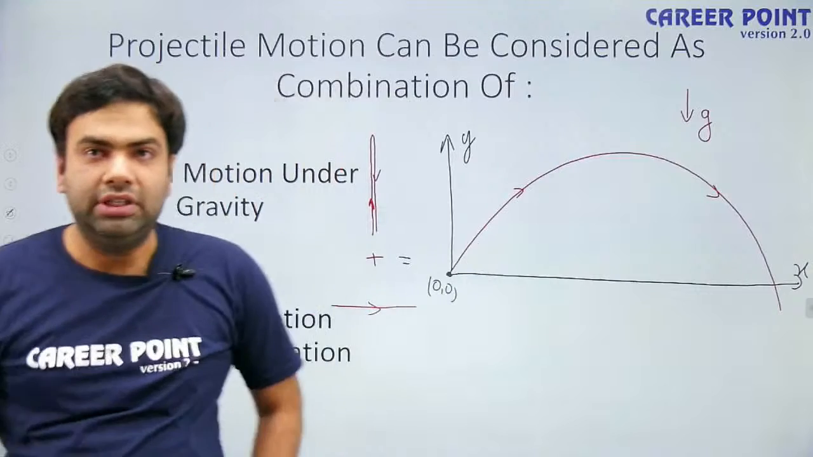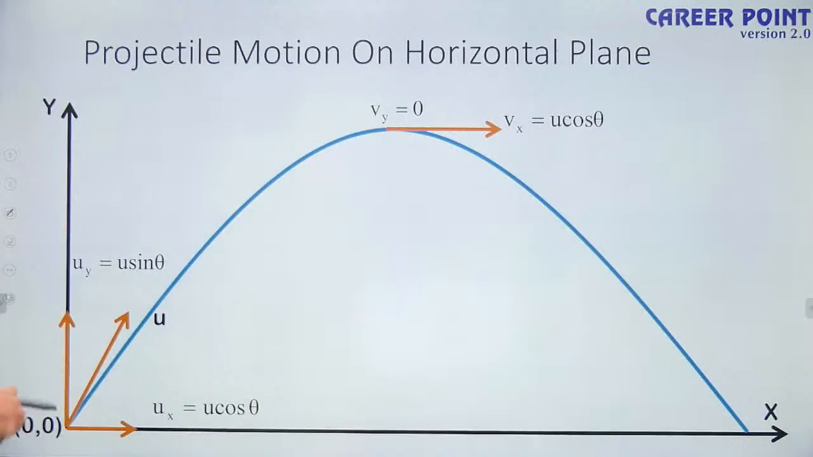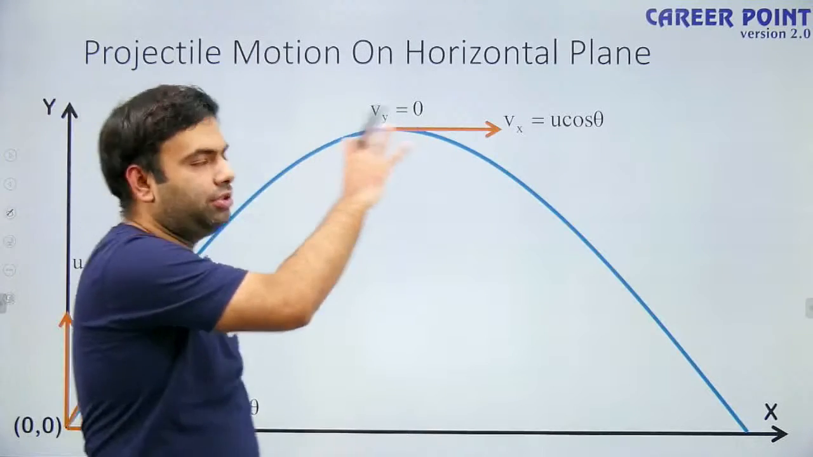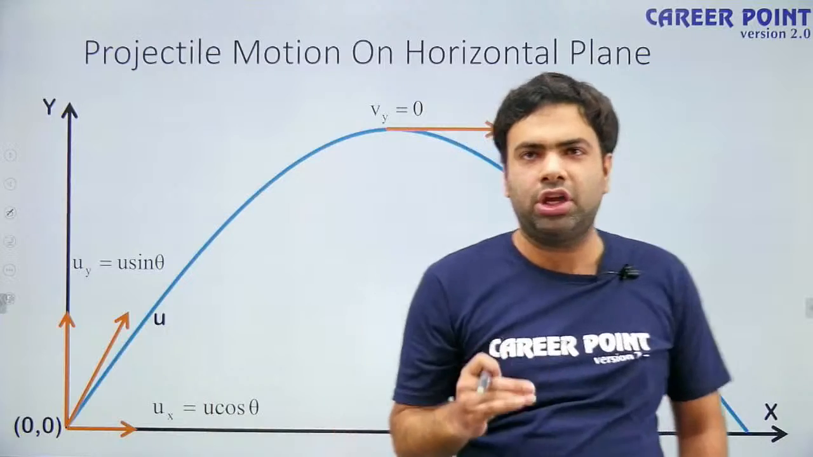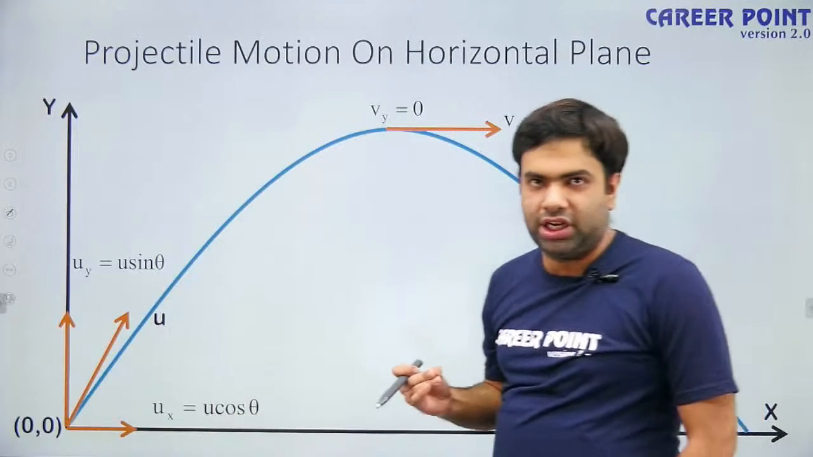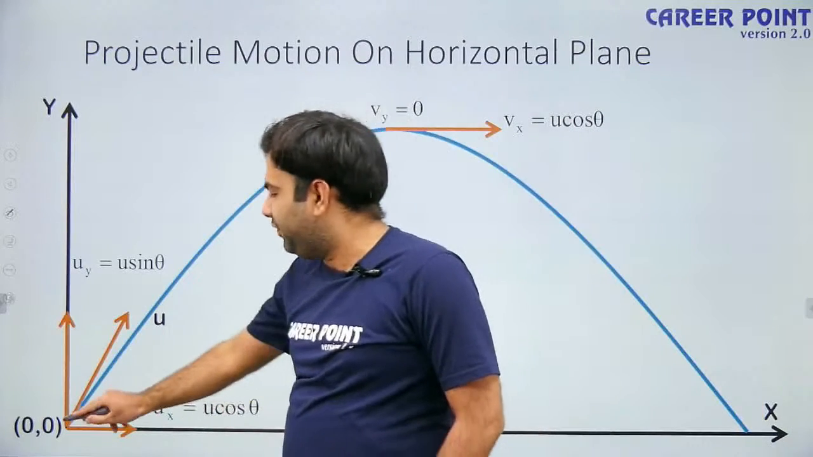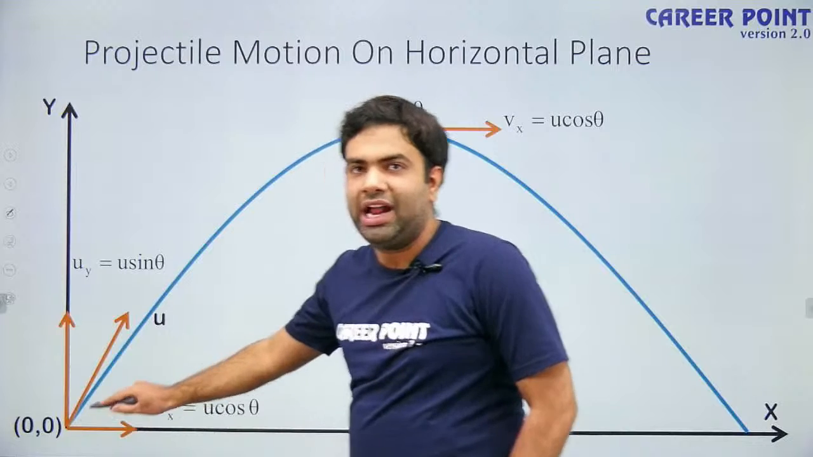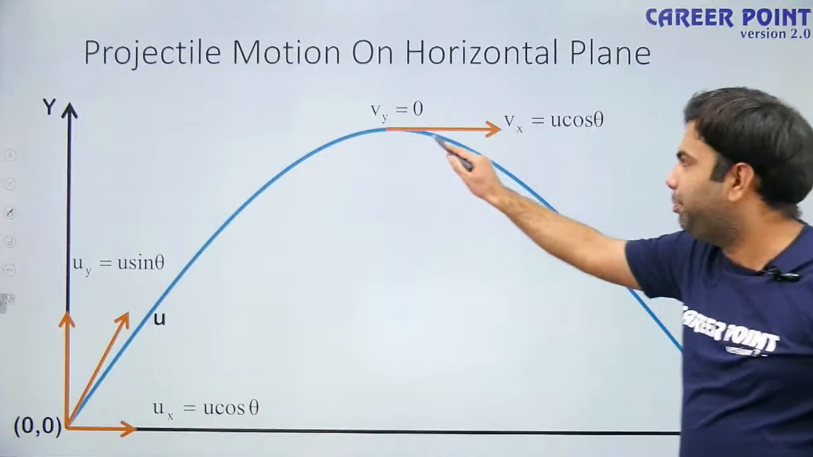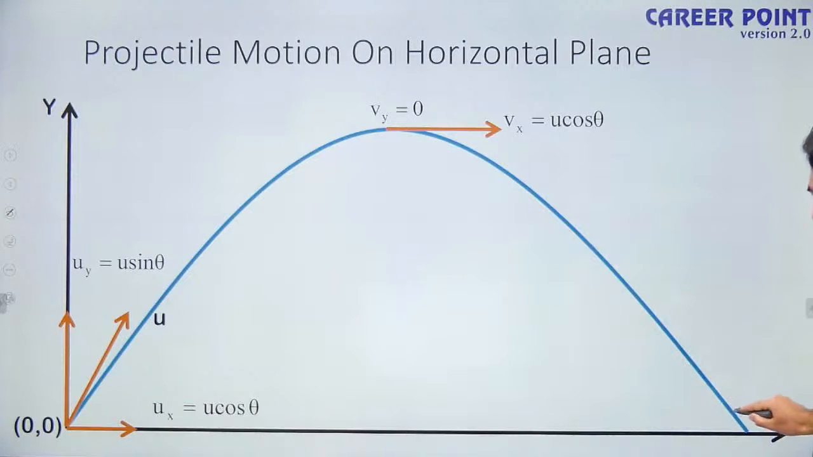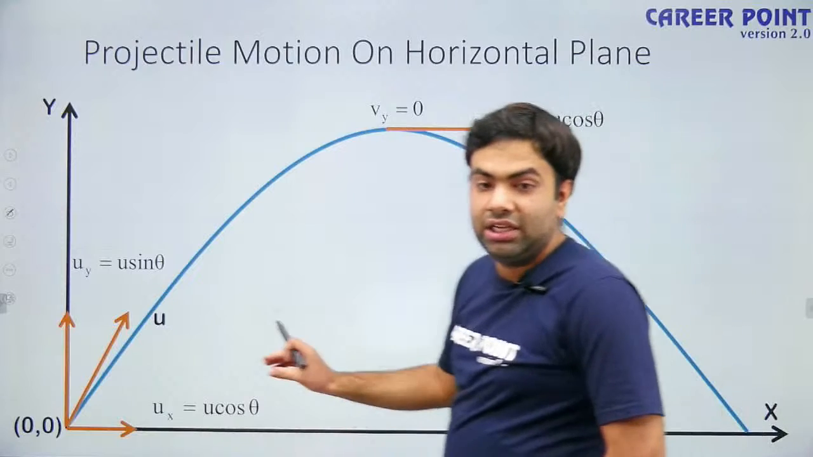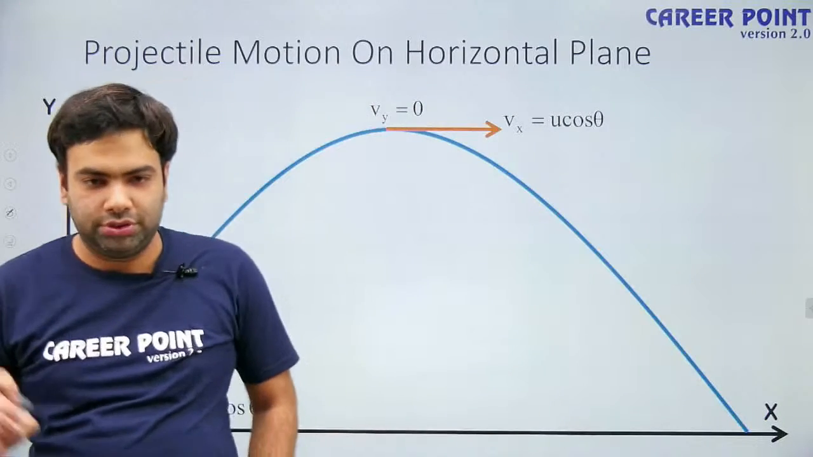So now let us discuss projectile motion on a horizontal plane. Horizontal plane means we are talking about ground to ground projectile. What is a ground to ground projectile? If we throw the projectile from the ground and there is no obstacle in the path and it directly hits the ground, then it is ground to ground projectile motion.